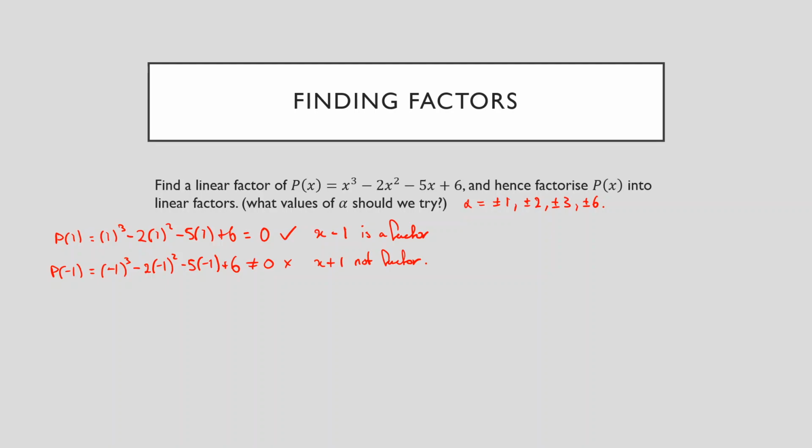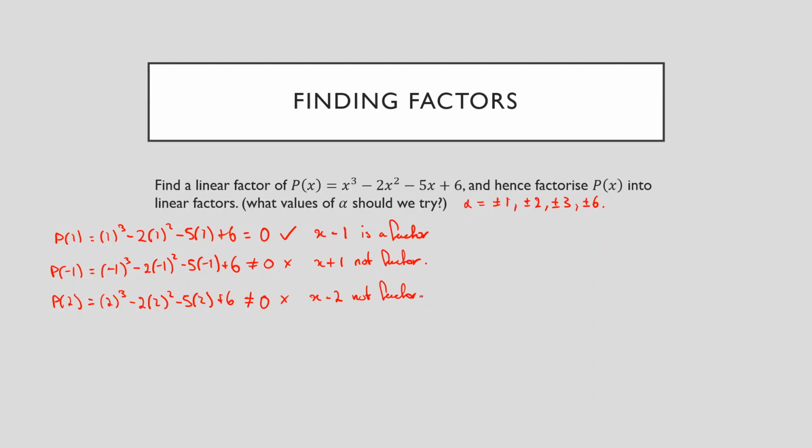Okay, try the next number, which is 2. So p of 2 equals 2 cubed minus 2 times 2 squared minus 5 times 2 plus 6. And again, you can go and work that out. It's not equal to 0. Okay, so that means x minus 2 is not a factor.